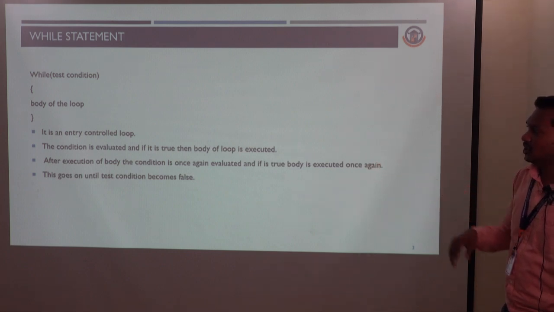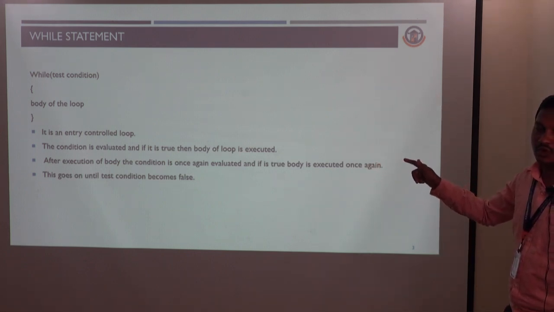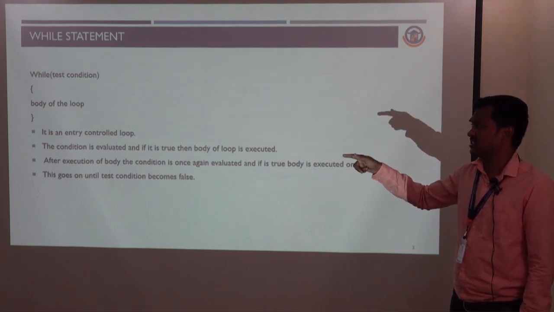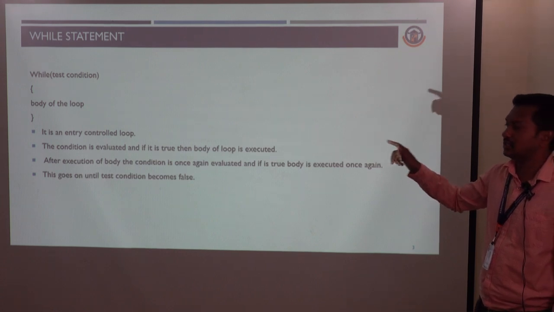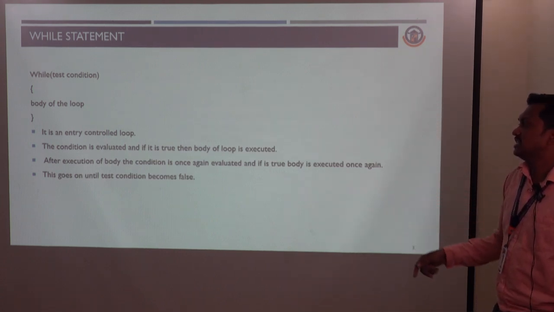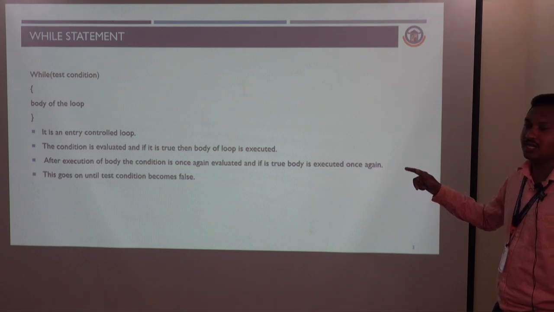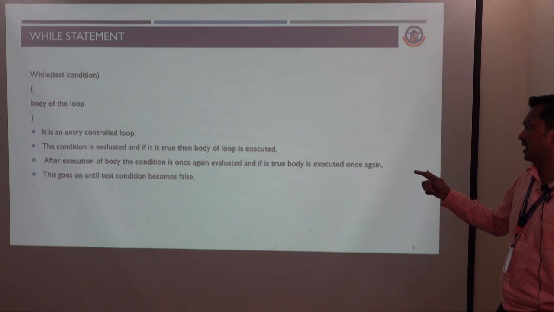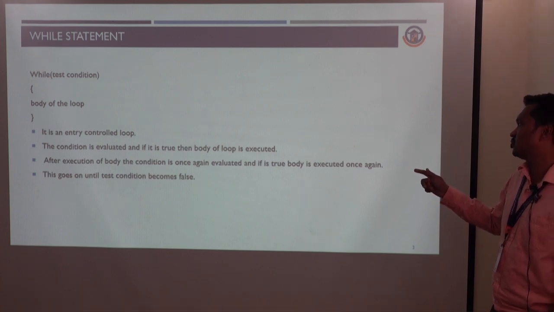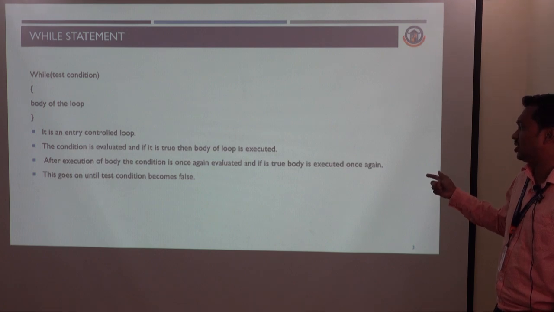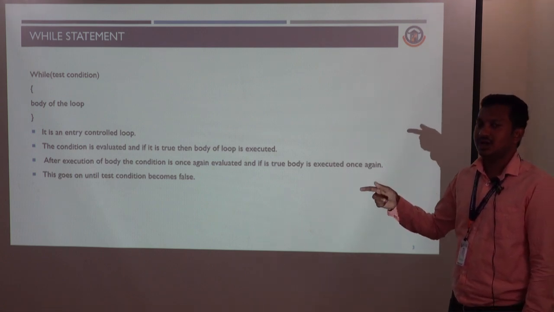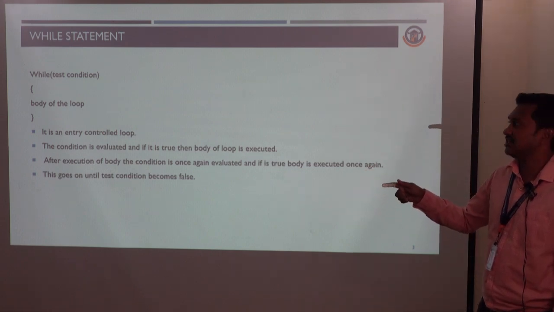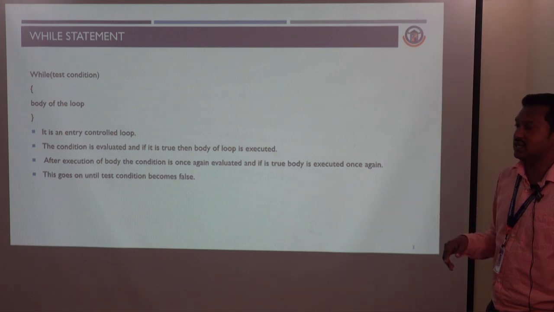The definition for the while loop is that it is the entry control loop. It is called an entry control loop because initially, in the first step itself, we check the condition. Then the condition is evaluated, and if it is true, the body of the loop will be executed. After execution of the body, the condition is once again evaluated, and if it is true, the body is executed once again. So until the condition is false, the loop will be executed continuously. That is the main thing of the while statement.